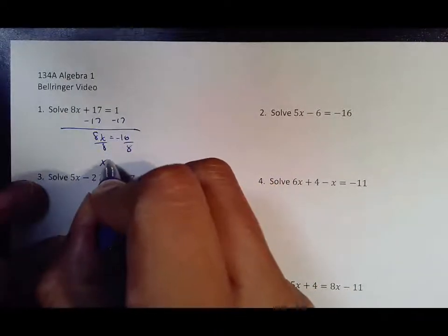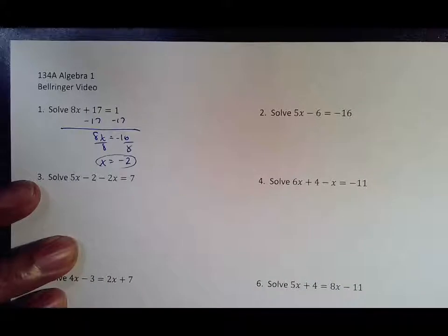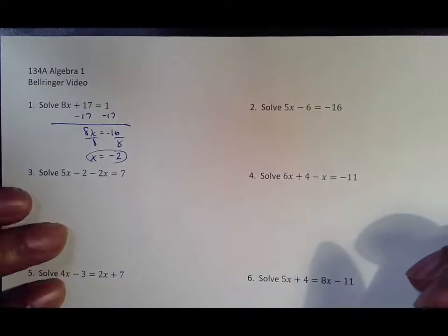You then divide by 8, and again, whenever the signs are different, you end up with a negative answer, which is negative 2. As you're copying this, again, just make sure you're working to try to understand it.